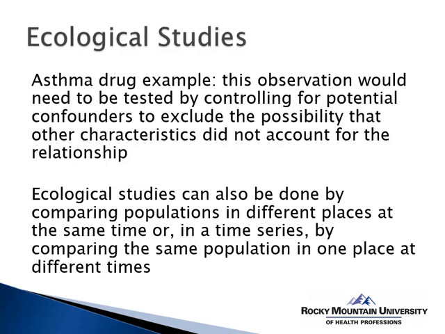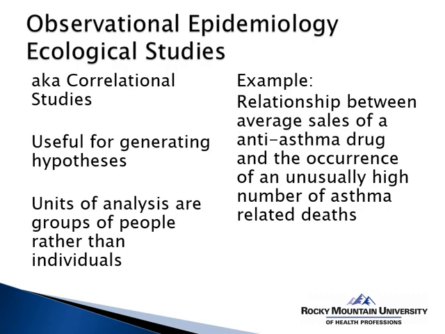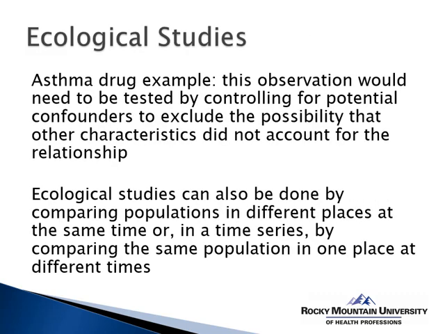So for this observation, you would need to test by controlling for potential confounders to exclude the possibility of other characteristics. You might be able to go, okay, is there something wrong with this anti-asthma drug? Why is it not working? So it's not cause and effect per se, but you see that there is a potential relationship between the sales of that drug and higher number of deaths occurring. And like we said in the part 1 lecture, correlational studies, not strong for causality, but they start to get us thinking about things.